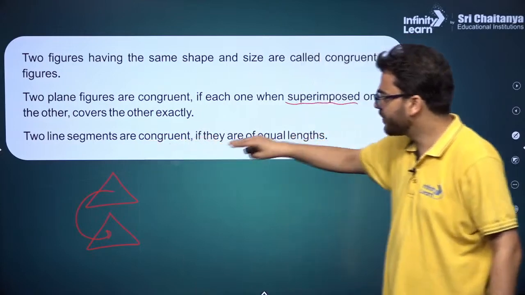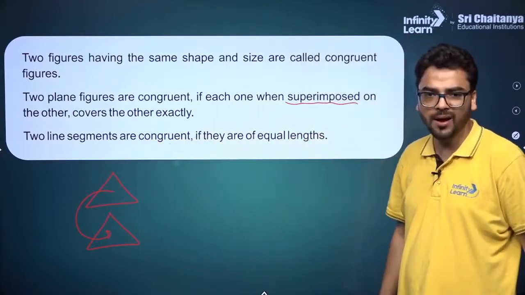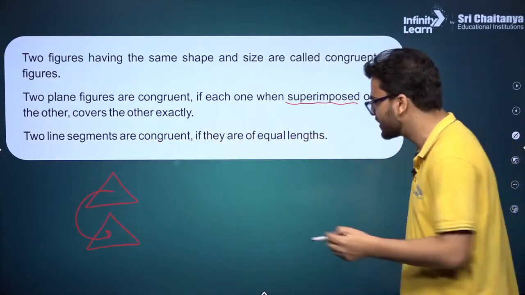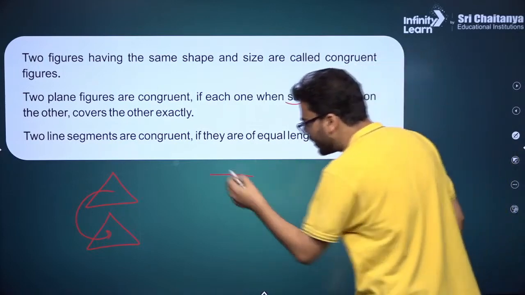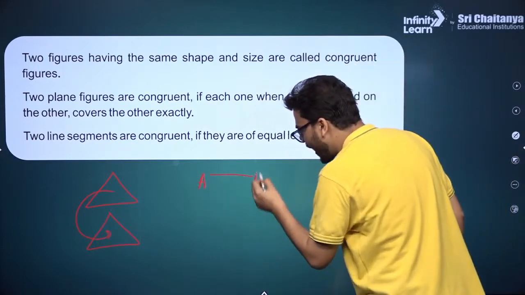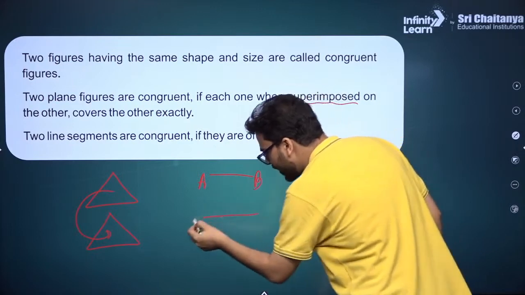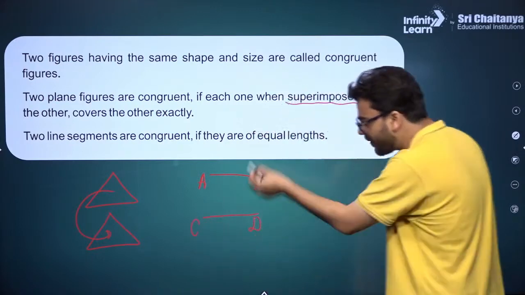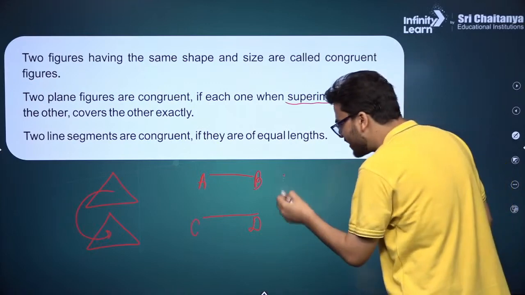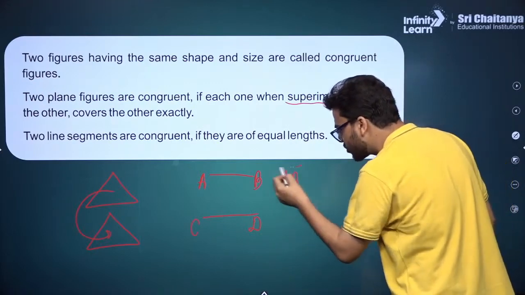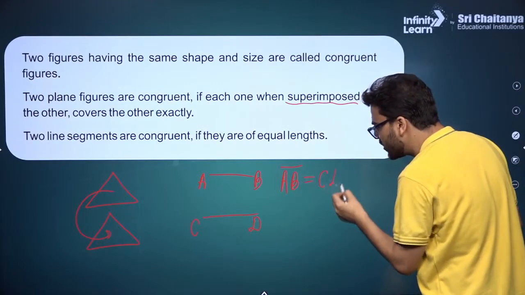Two line segments are congruent if they are of equal lengths. For example, I take one line segment over here, suppose this is AB. And if I take another line segment over here, suppose this is CD. So they will be congruent to each other if their lengths are equal. Lengths we will show like this, guys: AB is equal to CD.